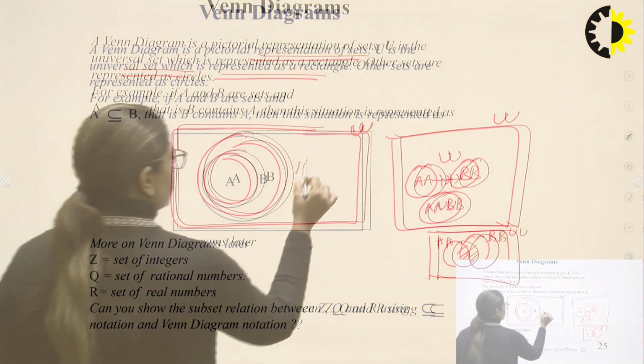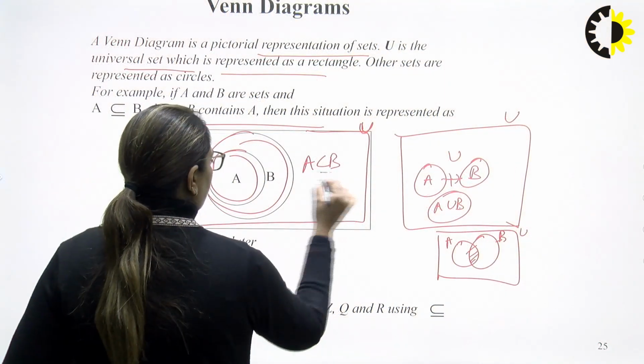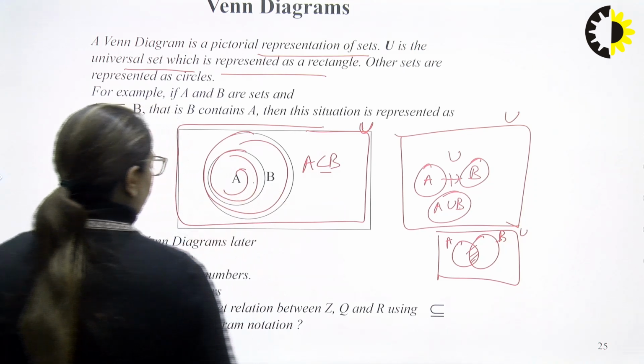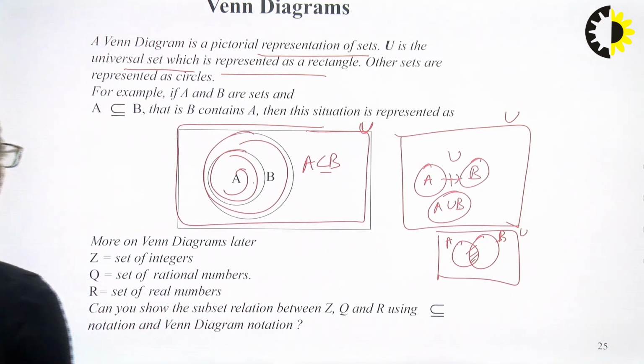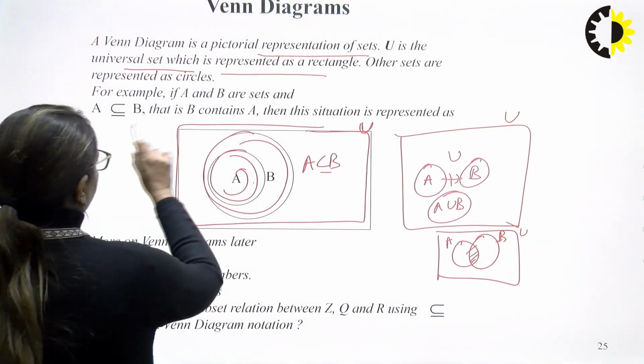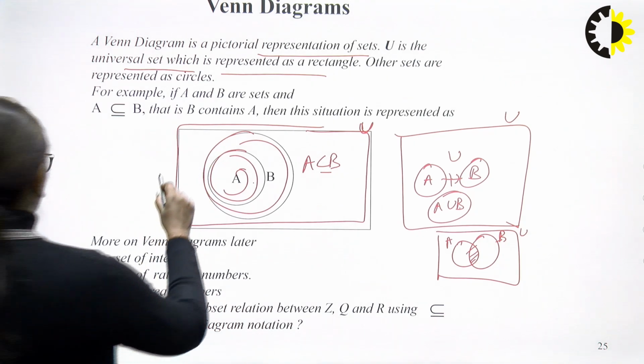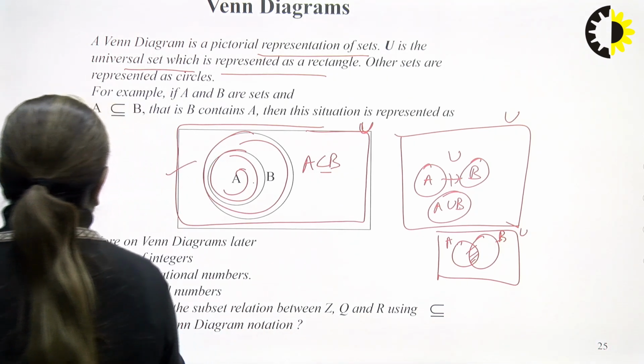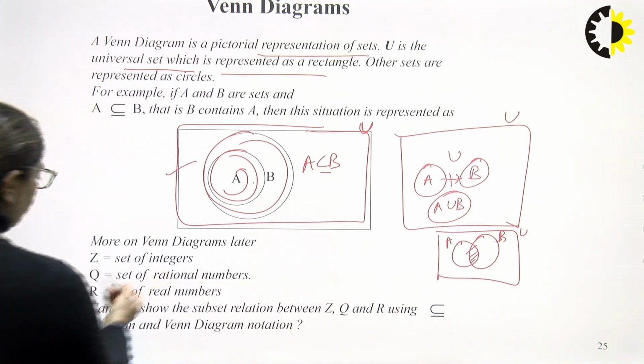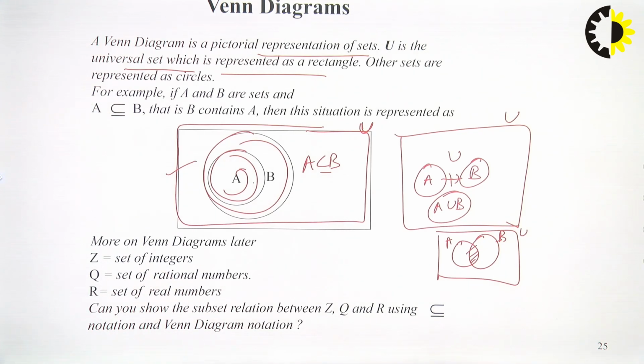This way, this means A is a subset of B. All the elements of A are contained in B. See? Right? And subset of B contains this situation, right? More on Venn diagrams, we can say the set of integers, set of rational numbers, set of real numbers. These all are subsets of each other, right?